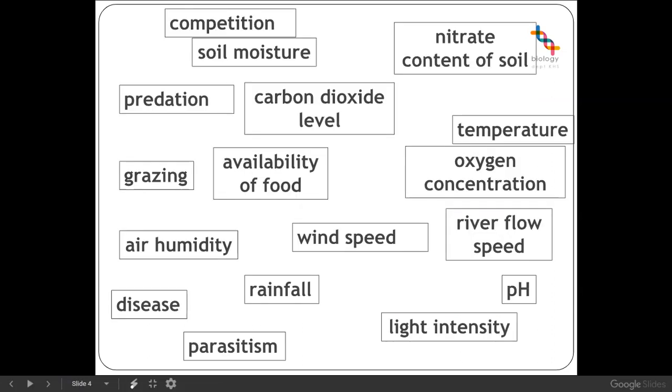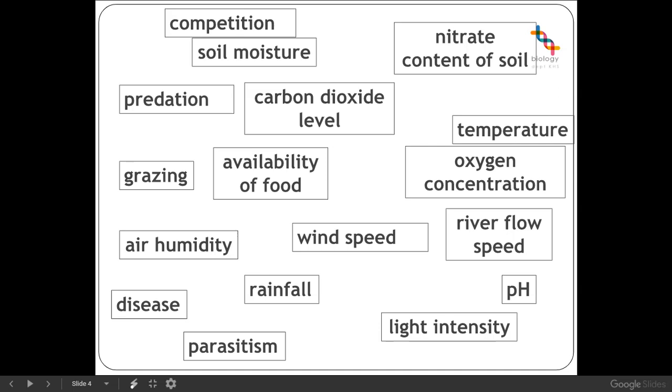So some of the factors you may have thought of would be on this slide here. Did you think about how hot it is, the temperature? Did you think about the amount of rainfall or how dry it might be? You might have thought about the availability of food or what predators there are in that environment. Now you might not have thought of carbon dioxide level or the nitrate content of the soil, or indeed even of the pH of the environment. However, all of those things could influence the sorts of organisms that are able to live there and consequently will affect its biodiversity.